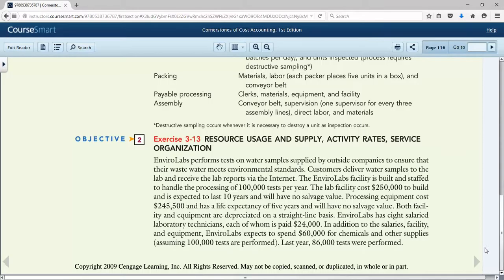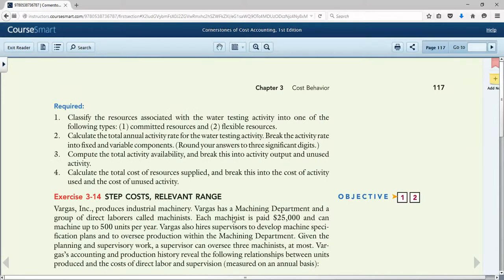So the first question is you're asked to list the committed resources versus the flexible resources. The committed resources are the ones that the company has no ability to change. Flexible resources are things that can be controlled by the company. So it's not things like mortgage or the equipment that's already purchased. You can't change those facts. So those are resources that you're just going to have to incorporate into the budget.